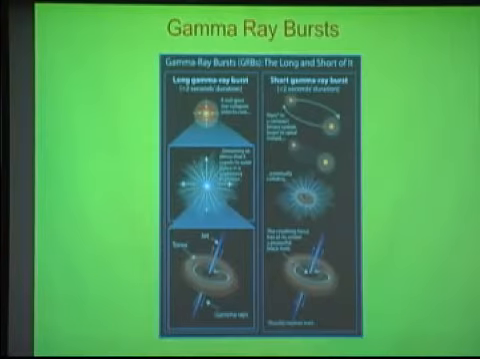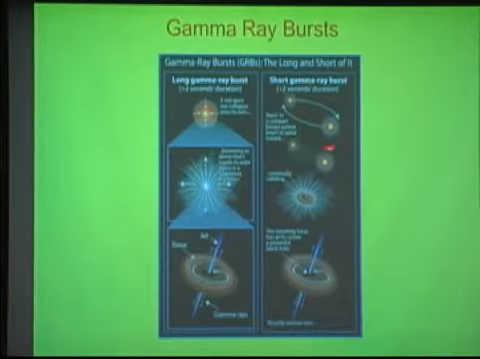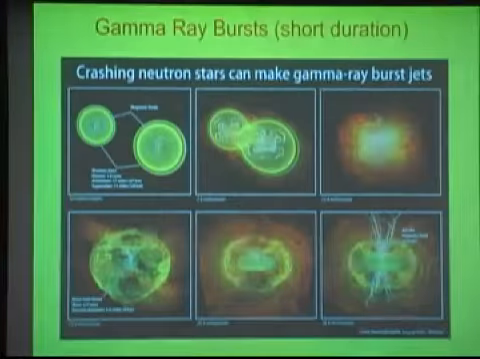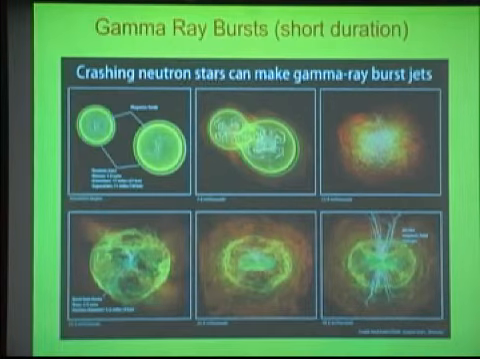But there are places that can produce gamma rays that should be visible. The other objects are gamma ray burst, long duration and short duration. The long duration gamma ray burst is believed to be something associated with a hypernova, a collapsing star. Short gamma ray burst, one model is the collision of two neutron stars. Both of those produce bursts of gamma rays.